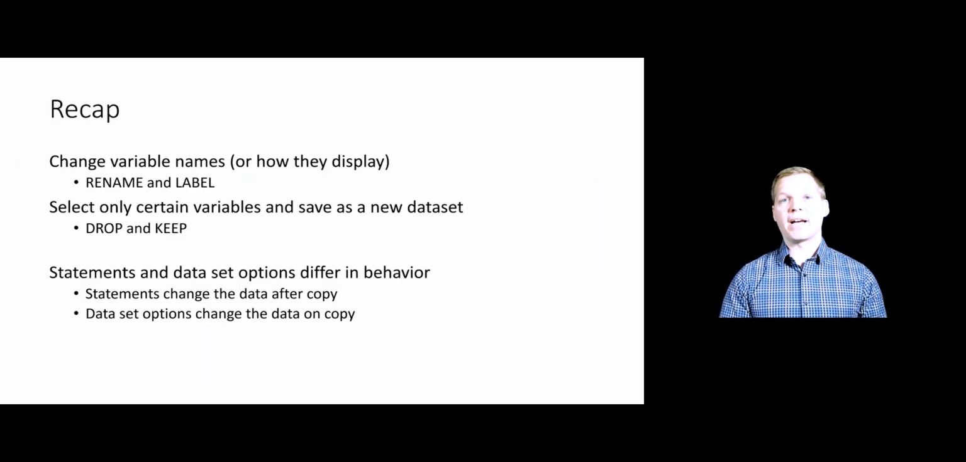To recap, we now have a couple of common ways to manipulate our columns. We can rename them, we can label them, and we can also drop or keep certain variables that we want. Remember that there is this differing behavior between statements and dataset options. And what we're going to do next is look at how to create new variables that we might want to add to our dataset.